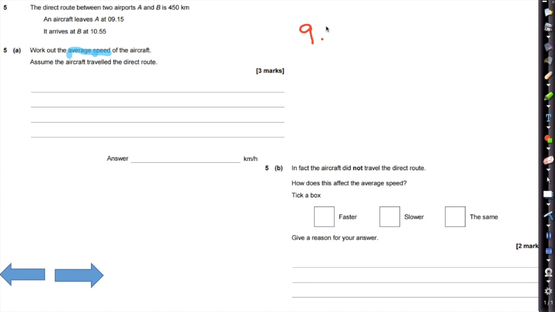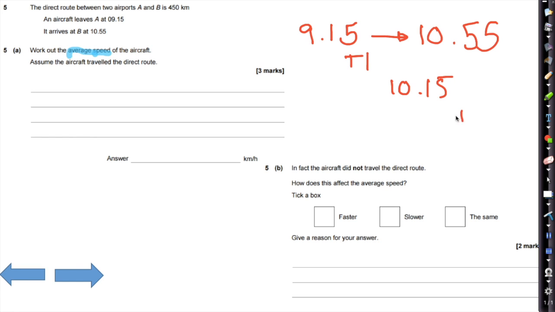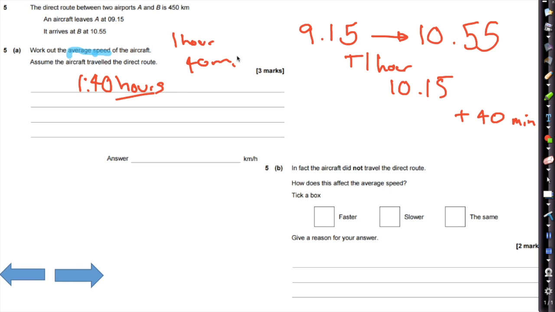So one of your first marks is given for telling me how long that was. So 9:15 to 10:55, so plus 1 hour, making it 10:15, and then plus 40 minutes. So it's plus 1 hour plus 40 minutes. So it's going to be 1 hour 40 minutes, or 1 dot dot 40. So 1 hour 40 minutes.